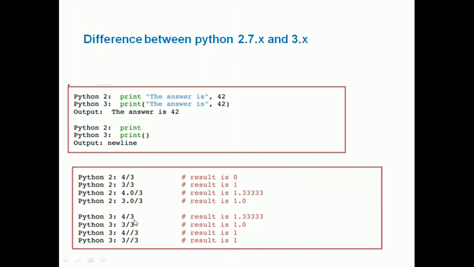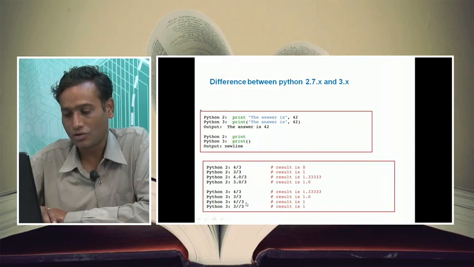In case of Python 3, by default the answer is in float, and if you want the answer specifically in integers, then you have to write //.